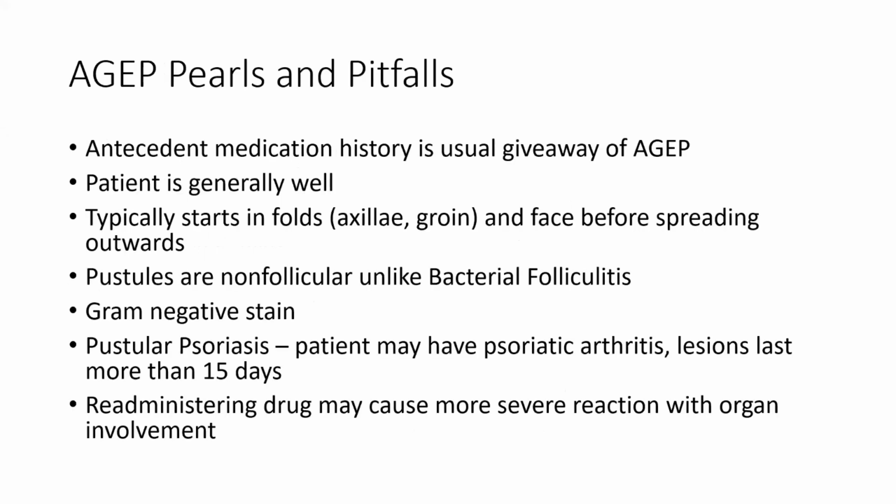Now, pearls and pitfalls for AGEP. The antecedent medication history is the usual giveaway of AGEP. Generally, the patient is well, because most of the time we've had patients walk into clinic with AGEP and they were quite fine. Typically, it starts in the folds, mainly the axilla and the groin, before spreading outwards. Pustules are non-follicular, that is, they're not around each hair follicle, unlike bacterial folliculitis. With pustular psoriasis, a patient may have a history of psoriatic arthritis, or the lesions last more than 15 days. Administering the drug again may cause a more severe reaction with organ involvement.